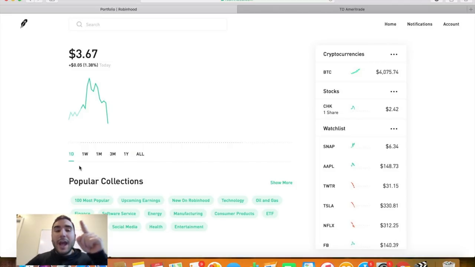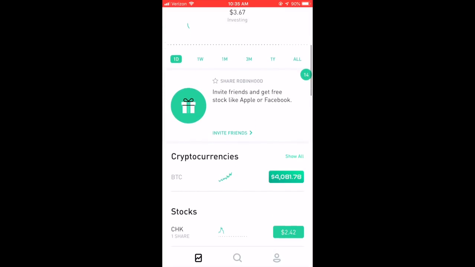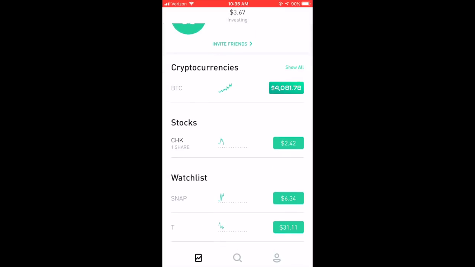But if you're out there and you're a new investor, you're young, right? I think Robinhood is great for you to get your foot in the door in terms of trading and investing in stocks. And now let's talk about what this mobile platform looks like before we take a look at TD Ameritrade. So just like the web interface, the mobile interface on Robinhood is super simple.